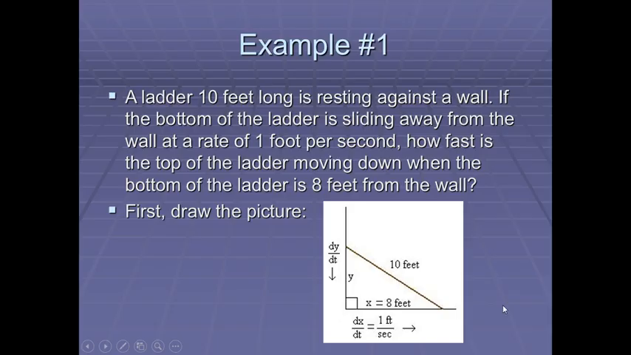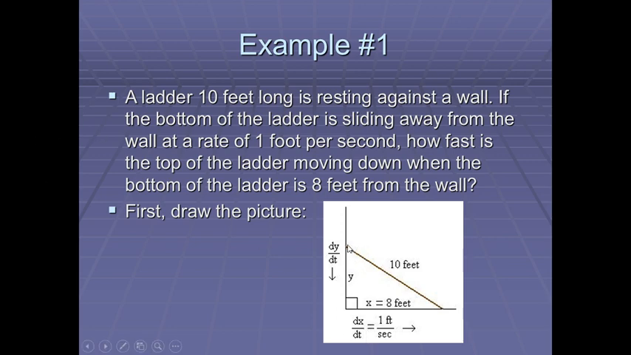And here's one of the problems with related rates. A ladder is 10 feet long, is resting against a wall, and the bottom of the ladder is sliding away from the wall at the rate of 1 foot per second. How fast is the top of the ladder moving down when the bottom of the ladder is 8 feet from the wall? So first you want to draw the diagram.